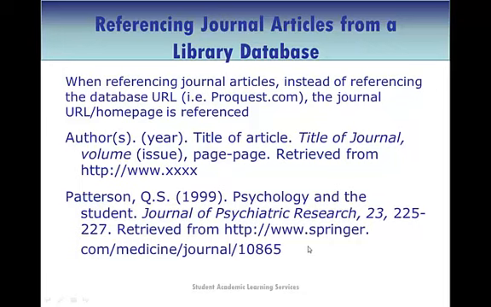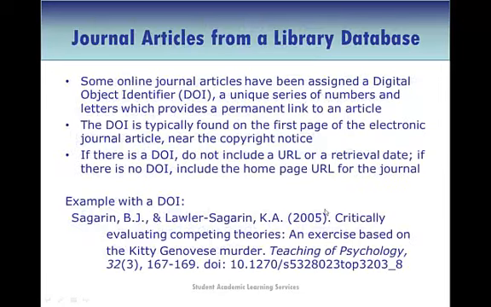Here's an example of what it would look like. The other option is if your journal article has something called a DOI, and DOI stands for Digital Object Identifier. It's a system that has been developed actually in the last few years that assigns articles unique numbers and letters, sort of like a stamp almost, and a unique series of letters and numbers.